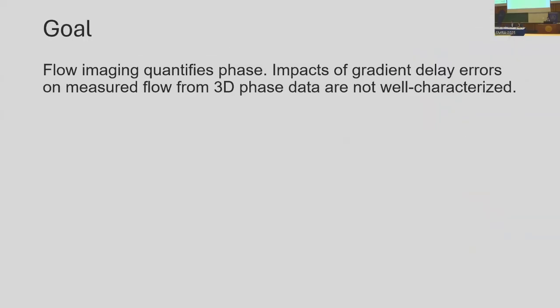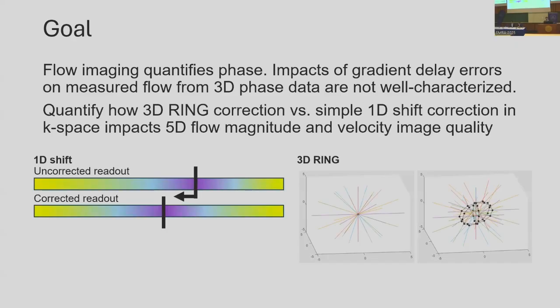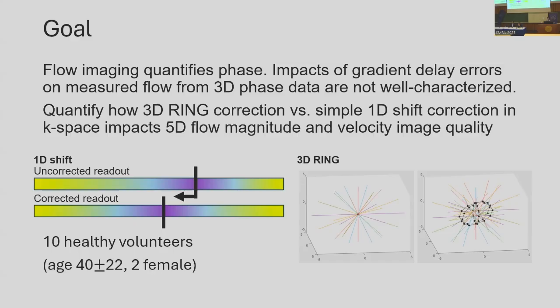And so even though the artifacts that can arise from radial gradient delays can be accounted for using compressed sensing, the actual impact of those delays on the phase is not really well characterized. And so the point of this study was to quantify how a 3D ring gradient delay correction versus a 1D shift correction actually impacts both the magnitude image quality from 5D flow data and also the resulting computed velocities. And so we tested both these reconstruction methods in 5D flow data that was collected in 10 volunteers.